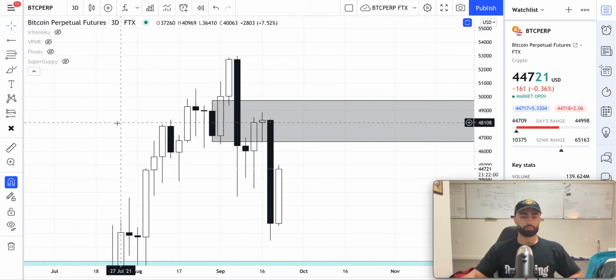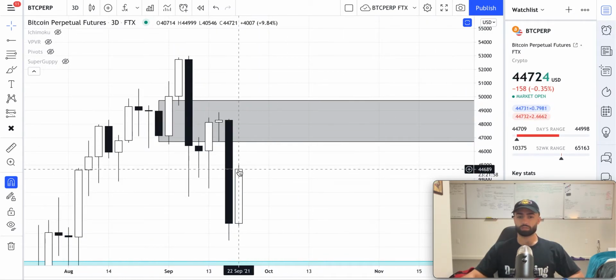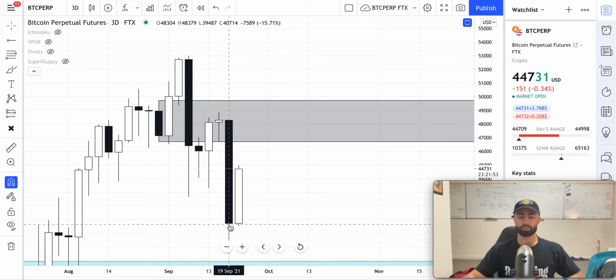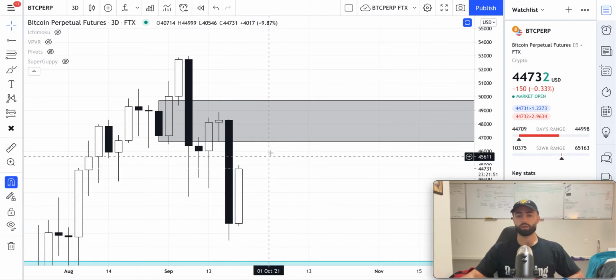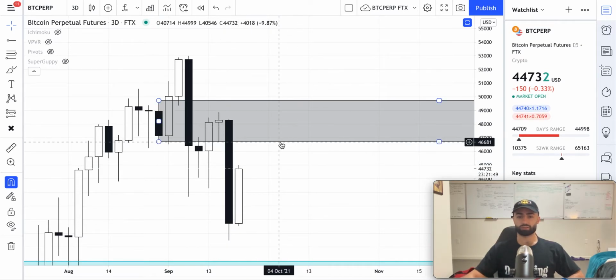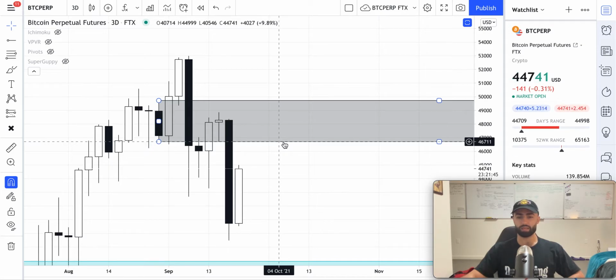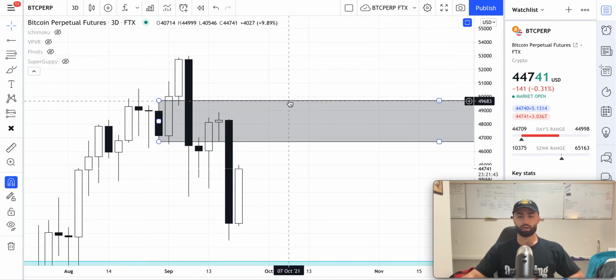So that is the main resistance zone, even though we are starting to bounce from this low that we are potentially setting here from September 19th. This is going to be the main resistance zone for price, and that's going to be right at about 46.7, up to about 49.7. So about a $3,000 range there.